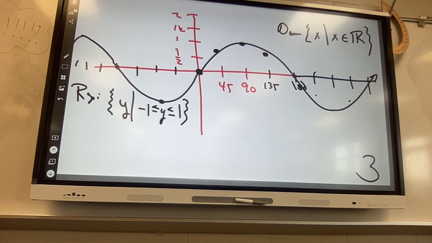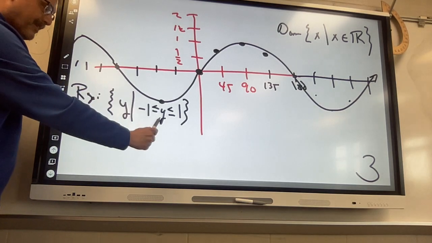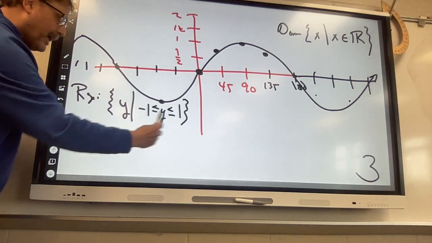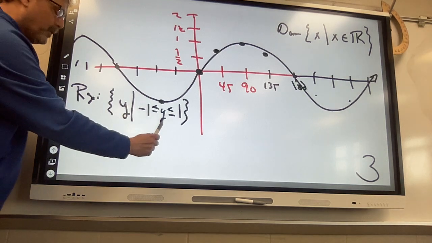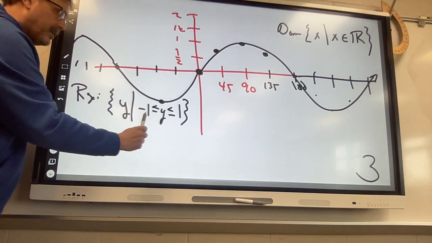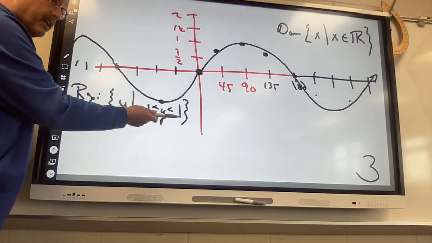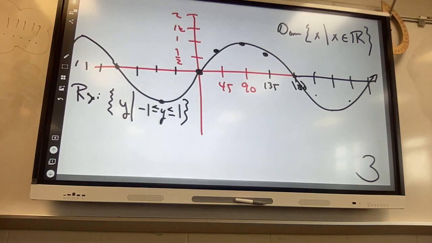Sometimes mathematics is a lot of notation. This reads y such that. This sort of makes sense. This y is located in between those numbers, and that's how it's read. That y is between and including -1 and 1. So the lowest it goes is -1, including -1. The highest it goes is up.